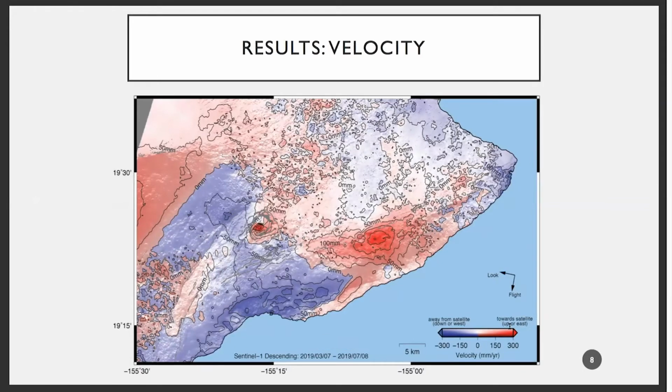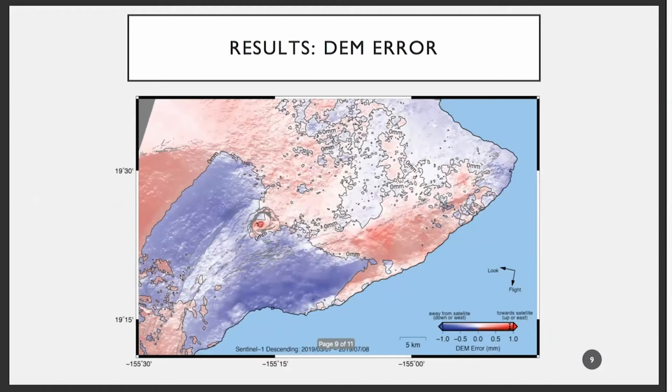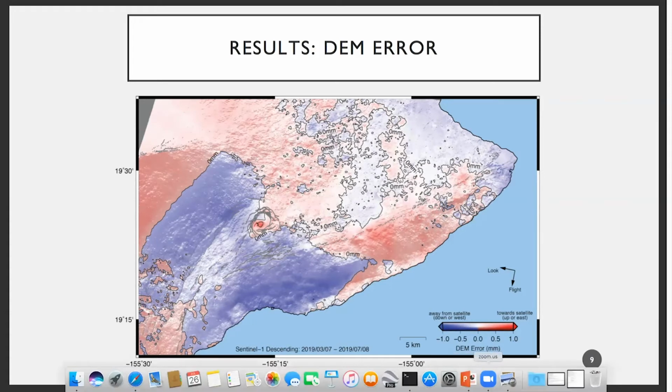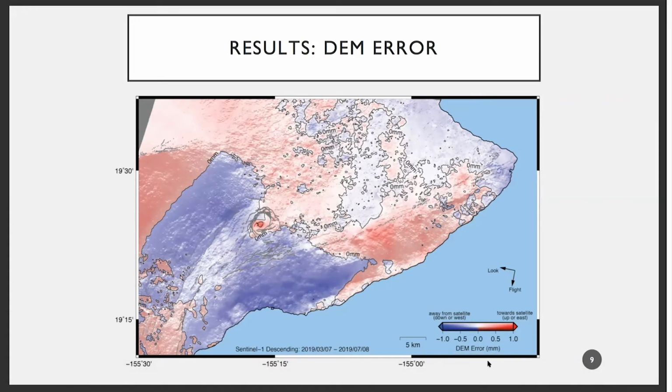Then the time series will also spit out a velocity in millimeters per year based on the deformation that's occurring between your scenes. I think the max was like 350 to negative 350 millimeters per year of deformation, which is kind of interesting. And then it also gives you a digital elevation model error, and I think it's in millimeters. Is that what? It's in meters? Oh, okay, sorry. So there is up to about 1 meter of elevation error, mainly around the Kilauea summit.